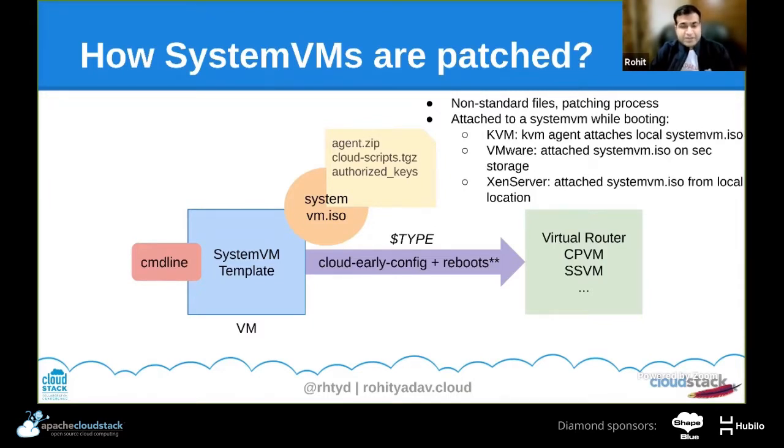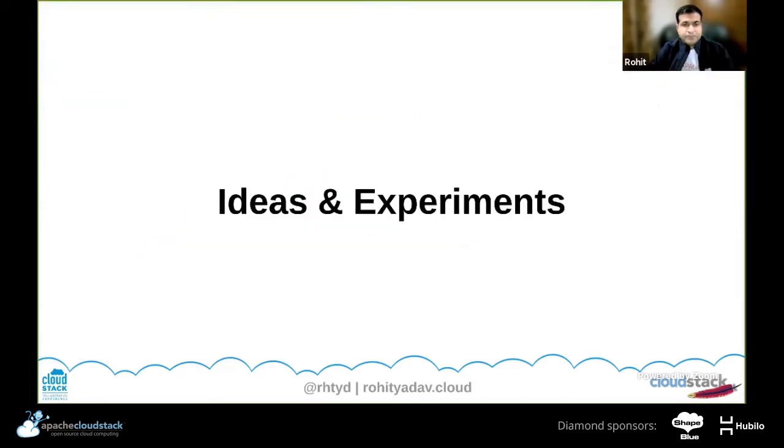The cloud scripts tarball is the VR code base. In addition, we can have an authorized keys file, which is the management server's public SSH key. And for every hypervisor, the way patching works is kind of non-standard. It's kind of unique per hypervisor. So let's look into some ideas and experiments. We know what is required. We also know what we're solving for.